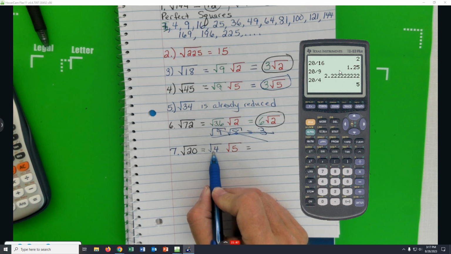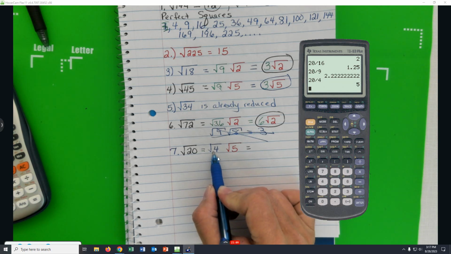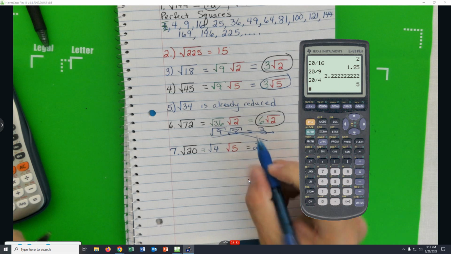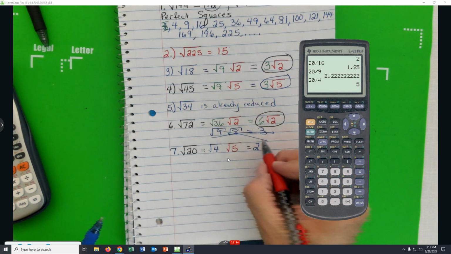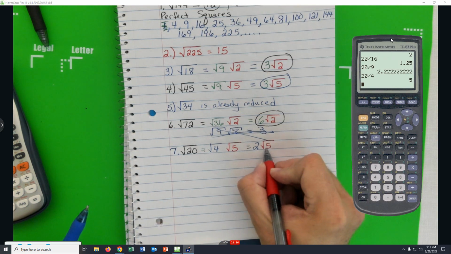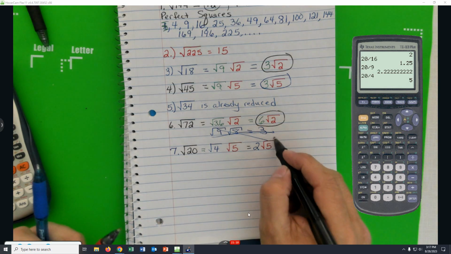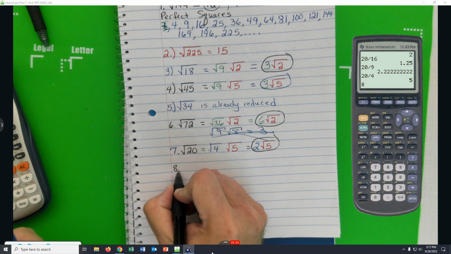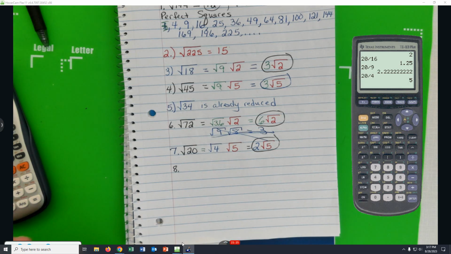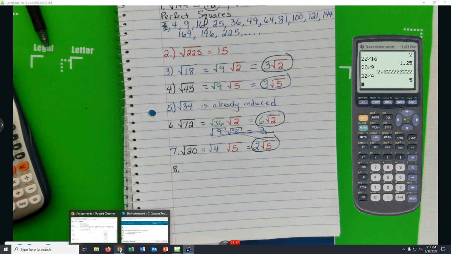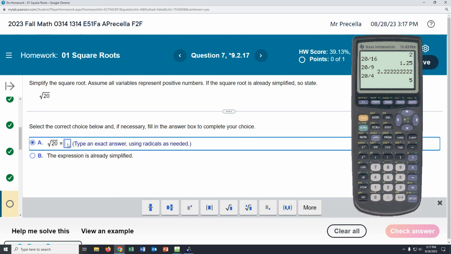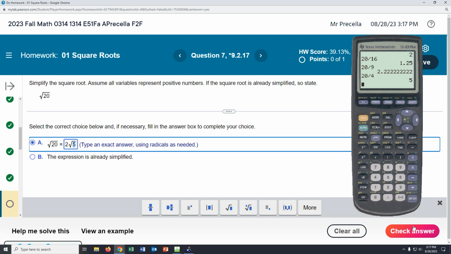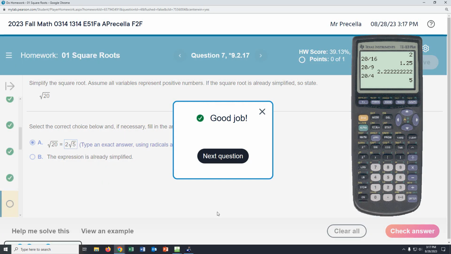So call it out. What blue number am I going to write? 2. And then the red square root of 5 will stay. So 2 square root of 5. Oh, wow. Any questions there? At this rate, we're going to be finished before you know it. Now we have some longer problems coming up. Any questions?